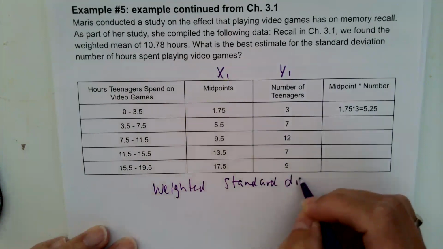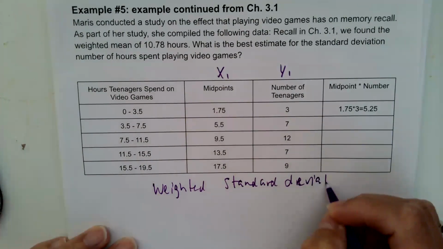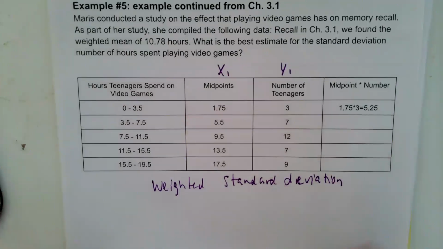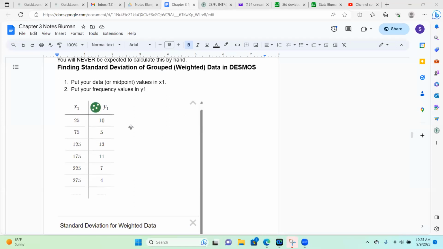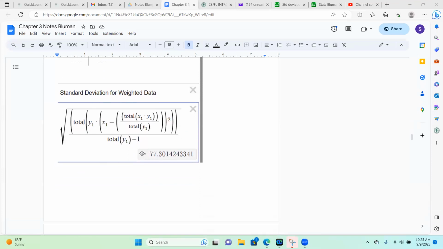Now, in your notes, I have a screenshot from Desmos showing you exactly how to do this, because you're not going to ever have to do this by hand. And so I'm going to show you what your note should look like. Your note should look like this. So I'm having you put your data into X1. These are going to be your midpoints or data values, and then your frequencies here in Y1. And then this is the calculation.